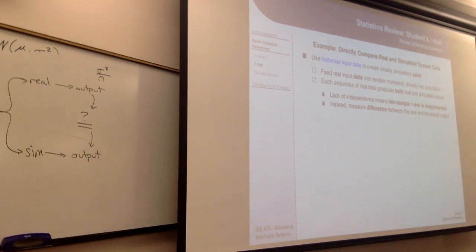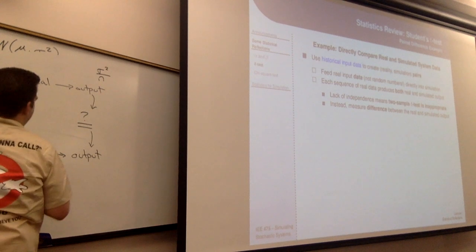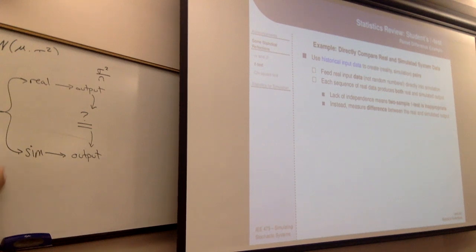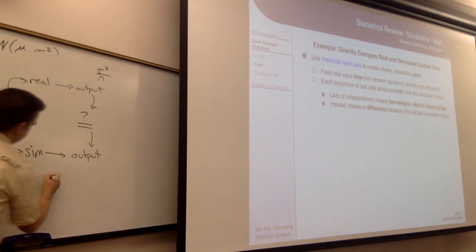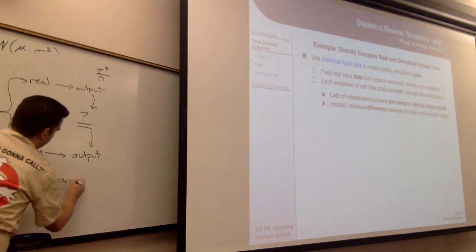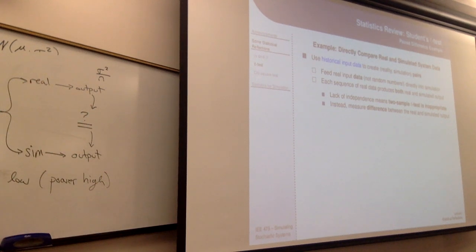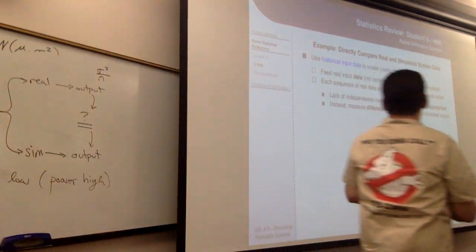And if they are, and if we have high statistical power, so if beta is low, or the statistical power high, and we conclude that these are equal, then we can come back and say that we have a good simulation that we can use.